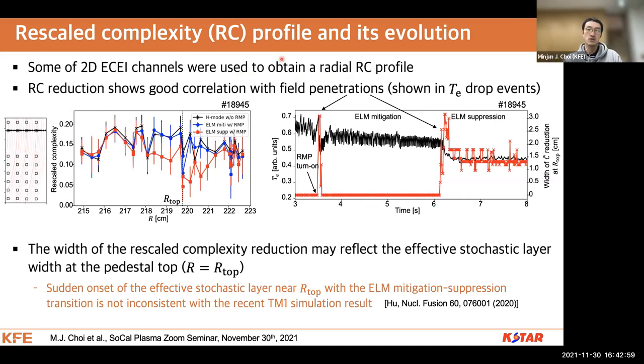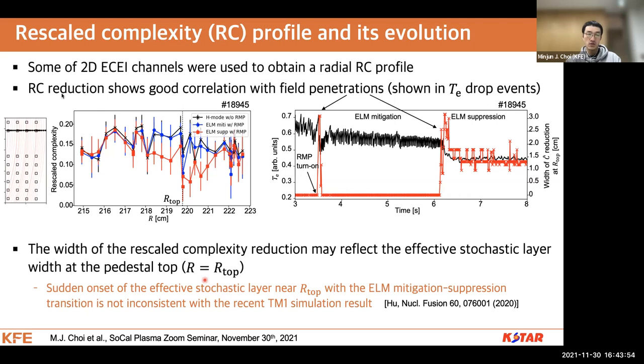This advantage is more clearly shown in this profile measurement. For example, I could obtain a radial rescaled complexity profile using many channels in 2D space. Shown here, I projected this measurement of 2D channels onto the plasma midplane to obtain very high resolution radial profiles of rescaled complexity. As you can see, it is reduced locally near the pedestal top for the ELM suppression phase, shown as red squares. And there is no change between the H-mode without RMP and the ELM mitigation with RMP case. So at the pedestal top, there is no significant change for the mitigation phase.